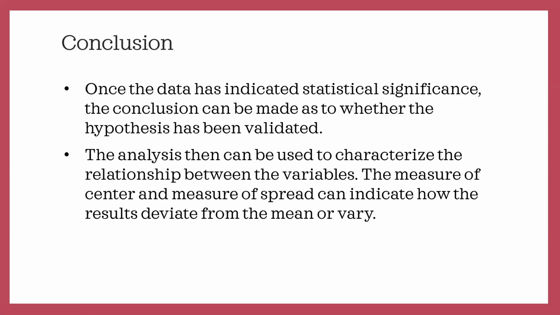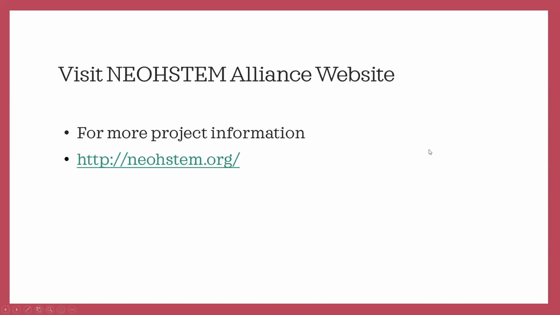So once the data has indicated statistical significance, the conclusion can be made as to whether the hypothesis has been validated. An analysis can then be used to characterize the relationship between the variables. The measure of the center, the measure of the spread can indicate how results deviate from the mean or vary. Okay, and then you have proven your science fair project. Or if the data shows that there's no significance, then you have proven that they are not related, which is also a valid science fair result.